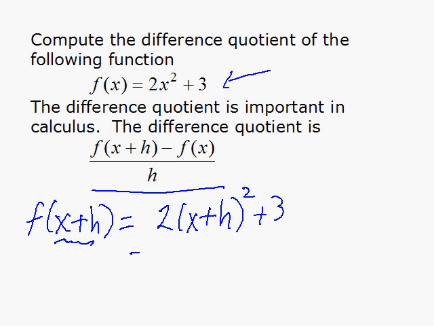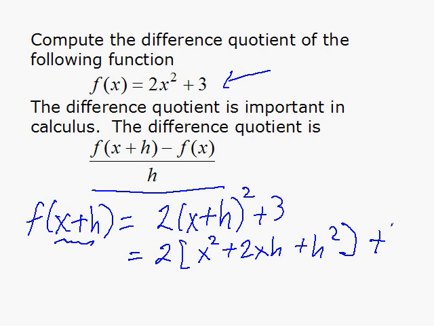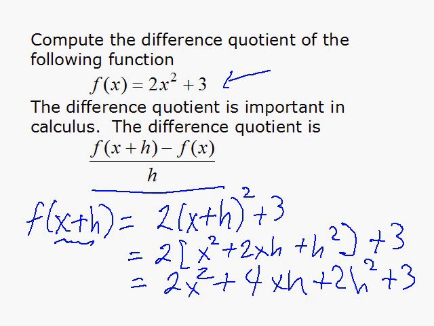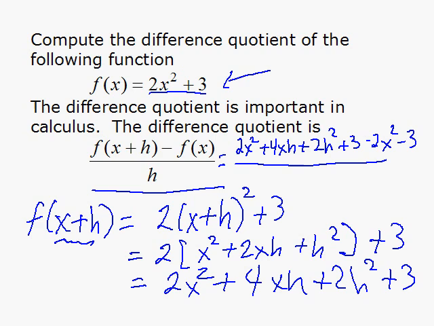Okay, I'm going to work this out. 2 times x squared plus 2xh plus h squared plus 3. And then work out all these terms. 2x squared, 4xh, 2h squared plus 3. Now when you go to assemble the difference quotient, this is going to go in the numerator. 2x squared plus 4xh plus 2h squared plus 3. And then I have to subtract from it this function. Be sure to subtract the entire function. Minus 2x squared minus 3, all divided by h.